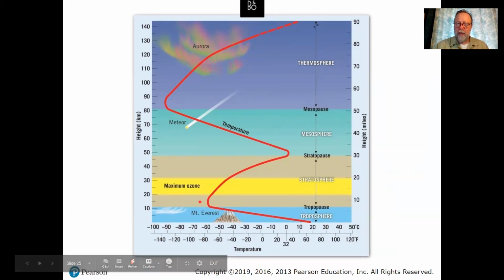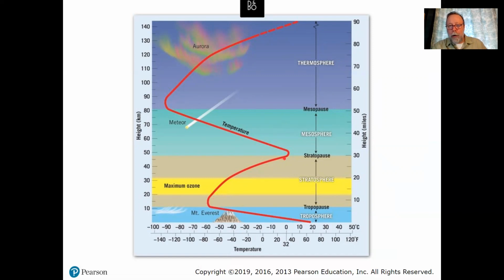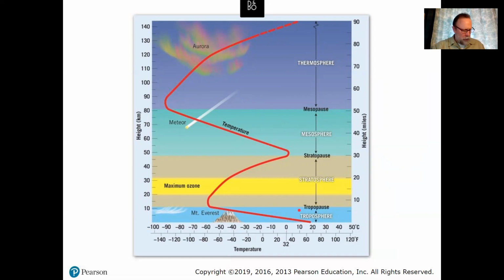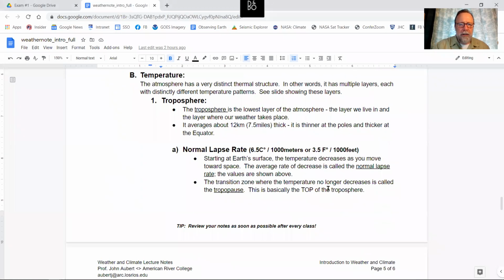And then as we move into the stratosphere, it gets warmer, and then there's a pause. And as we move through the mesosphere, it gets colder, and then there's a pause. And as we move through the thermosphere, it gets warmer. So again, returning to the troposphere. In your notes, make sure you know where this is and you see this.